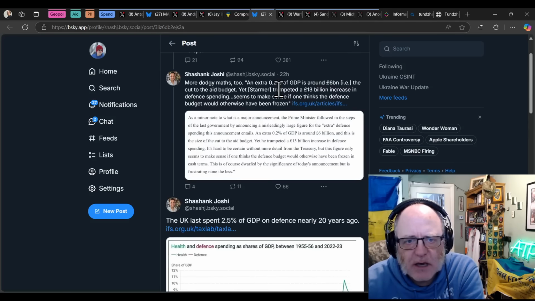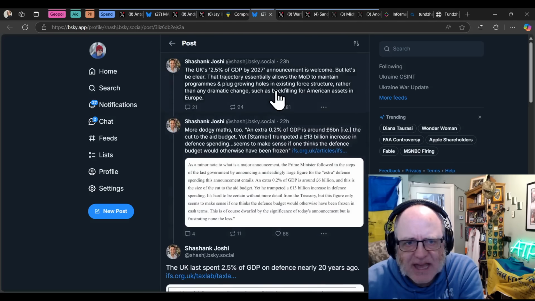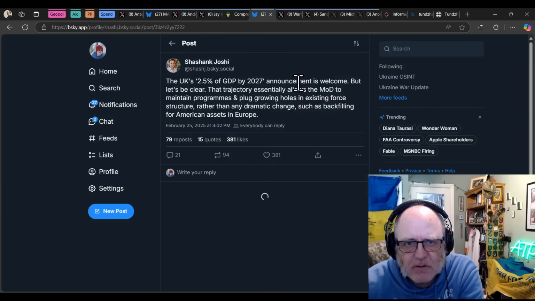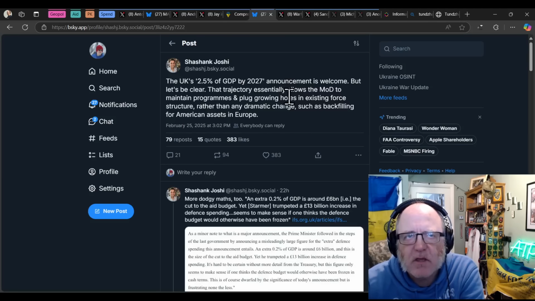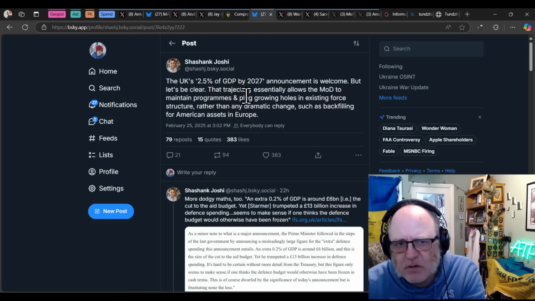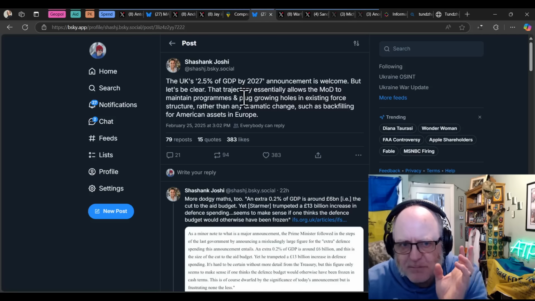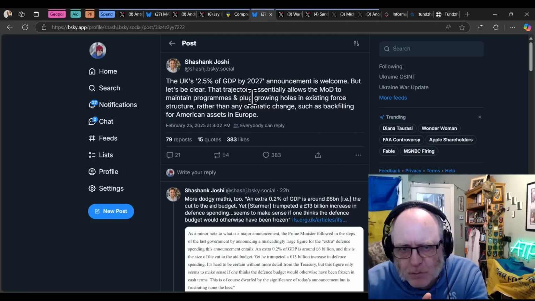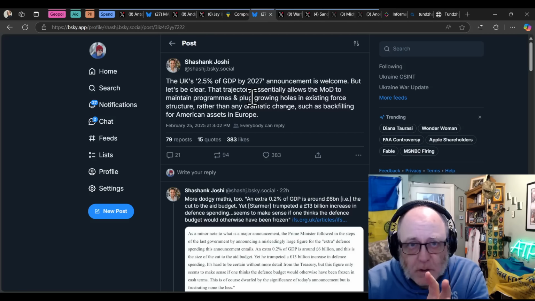Okay, now the UK has increased its defence expenditure, looking to get to 2.5% of GDP by 2027. We knew this was coming. There was no timescale on it. The previous Conservative government had made that commitment by 2030. Now the Labour government has moved that forward 3 years, which is welcome.